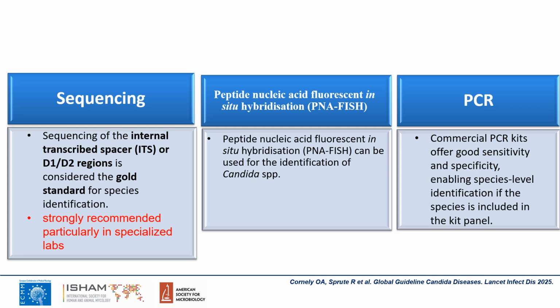So sequencing of the internal transcribed spacer region or ribosomal D1, D2 region is generally considered to be the gold standard for fungal pathogens. To identify and confirm the species, ITS and even D2 region sequencing is considered very important. However, we all know that sequencing facilities are not available in all laboratories. Further, species identification using sequencing is time consuming and expensive.